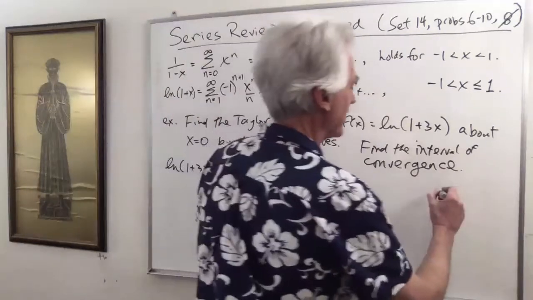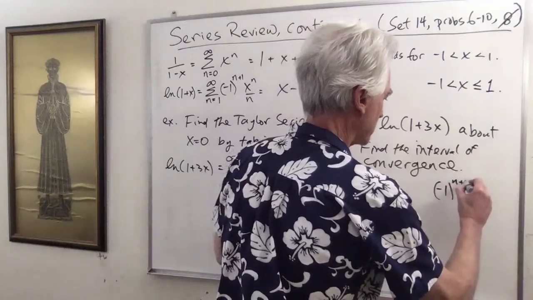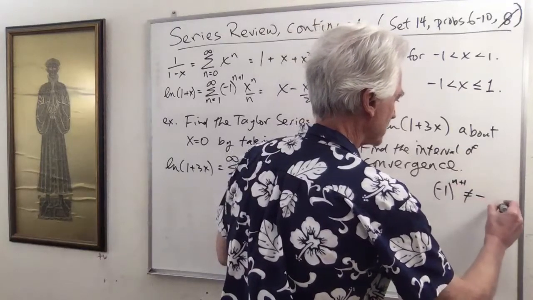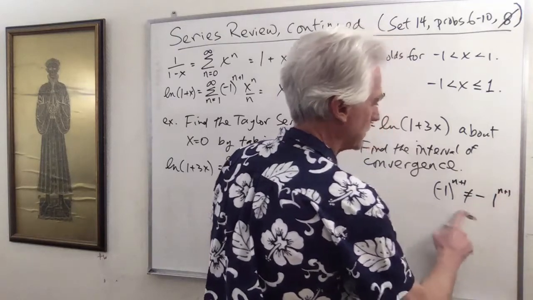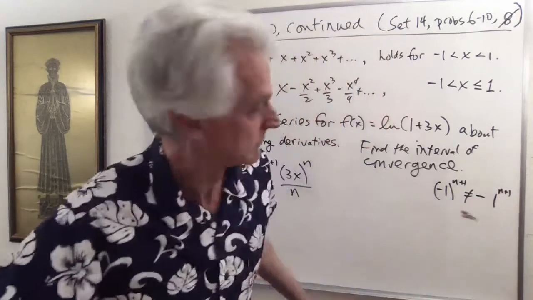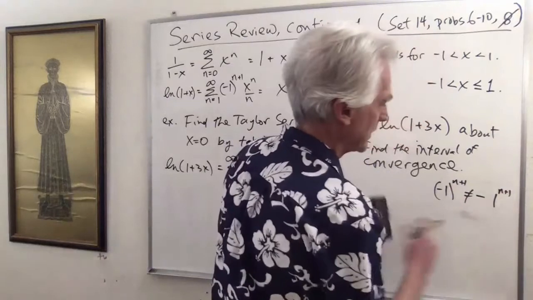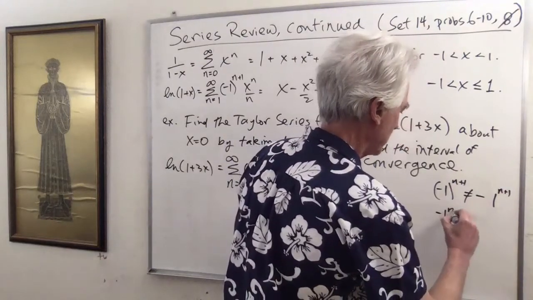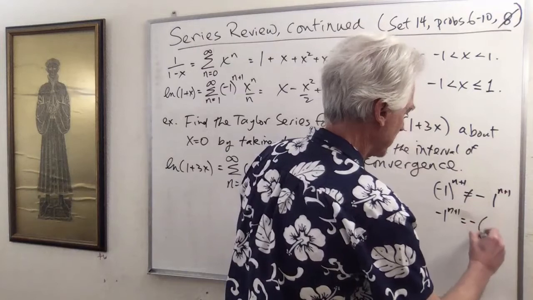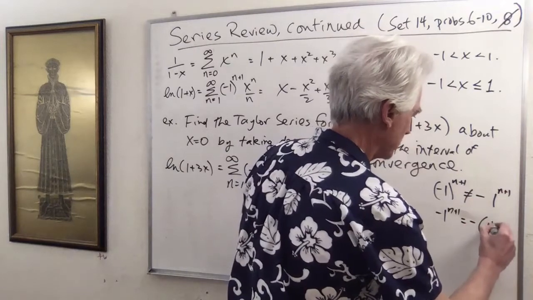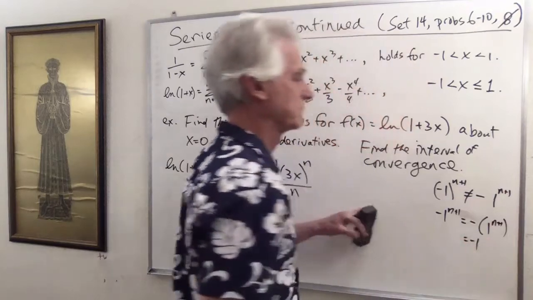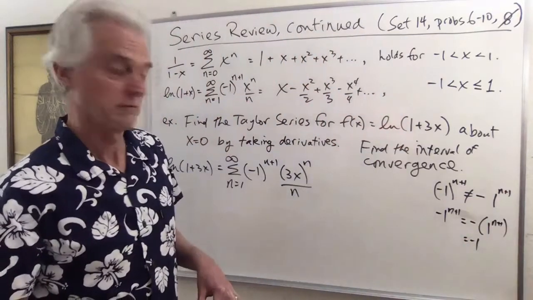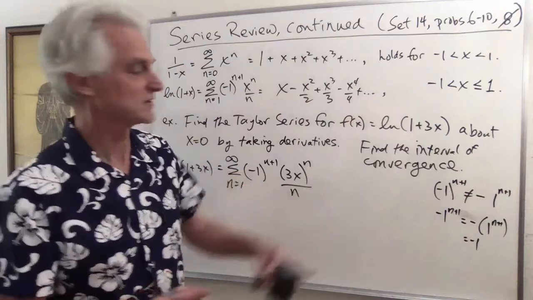Let me just write that. Right, the quantity minus 1 to the n plus 1 is not equal to minus 1 to the n plus 1, because minus of 1 to the n plus 1 is minus 1, right? Order of operations. Okay.